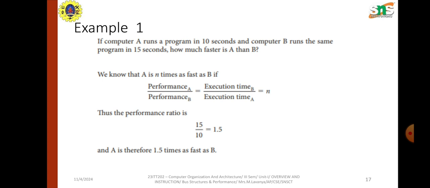Okay, while substituting the values, the execution time of computer B is 15 seconds. So 15 by execution time of computer A, which is 10 seconds. 15 by 10 equals 1.5. Thus system A is 1.5 times faster than system B.